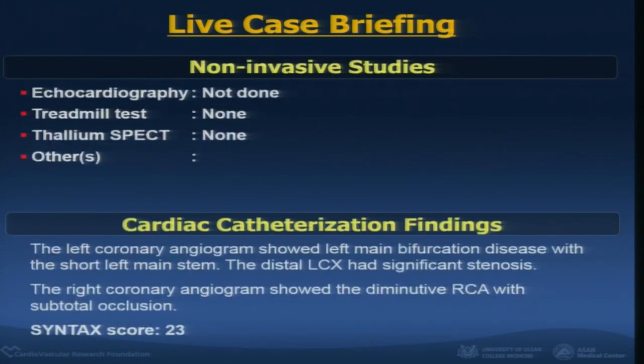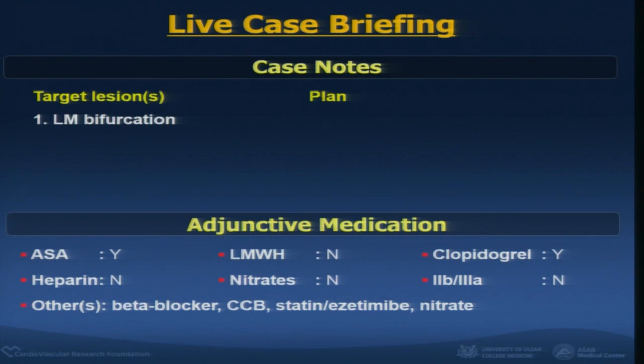So we directly checked the coronary angiogram, which showed left main bifurcation disease with a short left main stem. The distal circumflex artery also has a stenosis. The right coronary artery was a diminutive RCA. Her SYNTAX score was 23. So today we're going to deal with the left main bifurcation as well as circumflex artery disease.